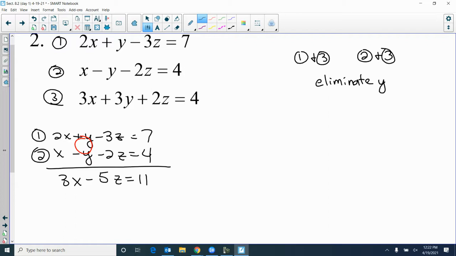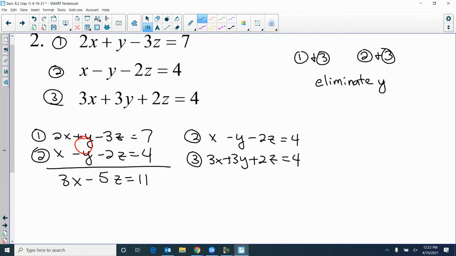Okay, I actually like that because one of the y's is negative, one's a positive. So for 2 and 3, I get x minus y minus 2z equals 4, and then I got 3x plus 3y plus 2z equals 4.